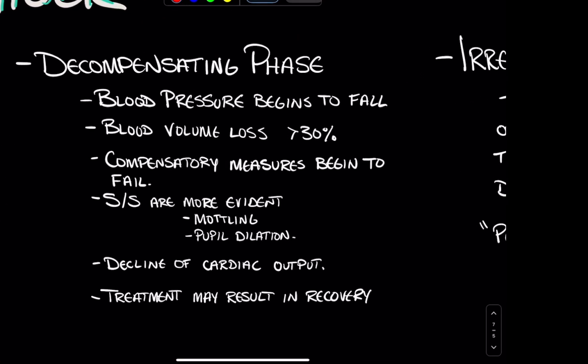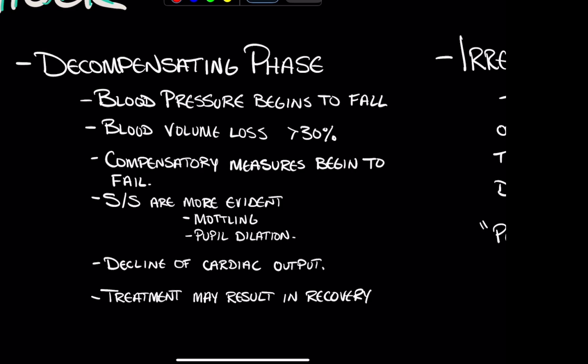The next phase would be decompensating shock, or decompensating phase of shock. This is where our blood pressure notably begins to fall. It's usually a result of a blood volume loss of over 30%. And this is where we start to see our normal compensatory measures start to fail. So, severe anaphylaxis, severe hypovolemia, stuff like that, right?